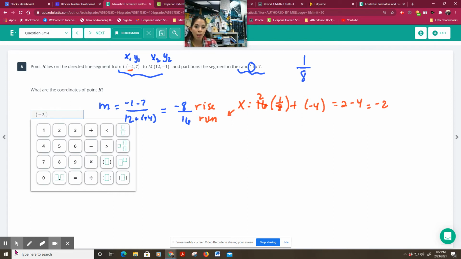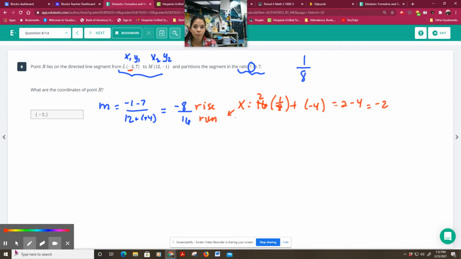Okay, for the run, oh, I need my tool again. Y, for the rise, I'm using y, is -8. I have to take 1/8 of that and then add that to the y value of my starting point, which is a 7. The 8's cross cancel, but negative times 1 is a -1. -1 plus 7 is 6.